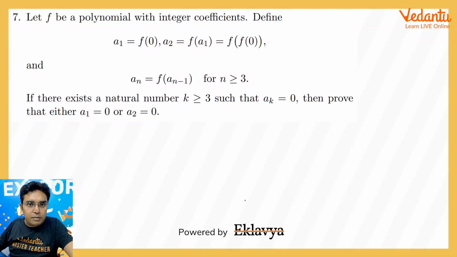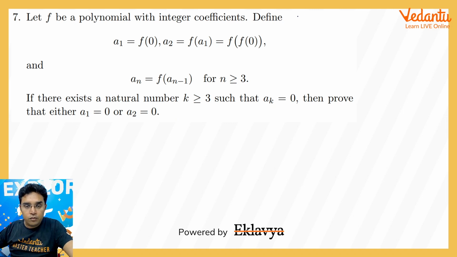Now coming to question number 7, one tricky question. It says f be a polynomial with integer coefficients. Define a1 is equal to f(0), a2 is equal to f(a1) is equal to f(f(0)), and an is equal to f(an minus 1) for n greater than or equal to 3. If there exists a natural number k greater than or equal to 3 such that ak is equal to 0, then prove that either a1 is equal to 0 or a2 is equal to 0.